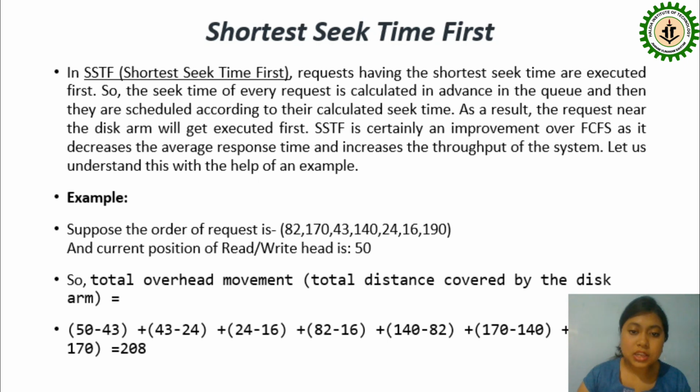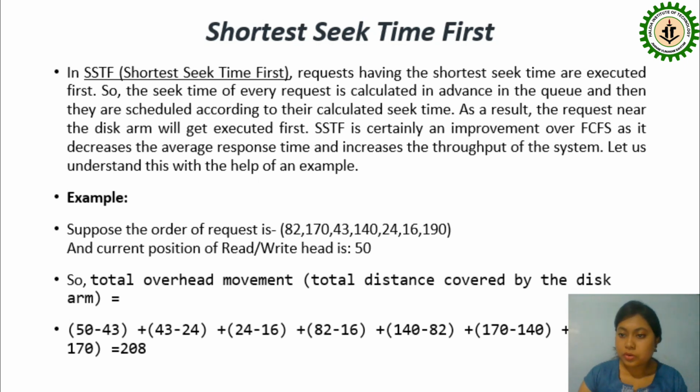Then the shortest or nearest is 24 after 43. After 24, that is 16. And after 16, from the rest of the requests, that is 82. From 82, the nearest is 140. From 140, the nearest is 170. And from 170, the nearest is 190. So the total calculation will be 208.